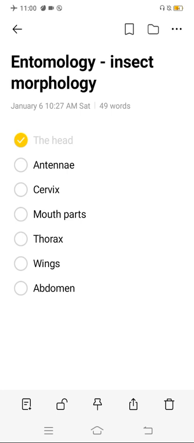It terminates in the close vicinity of the lower margin of each compound eye. It is usually well evident in the orthopteroid insects. Then the subgenal suture.